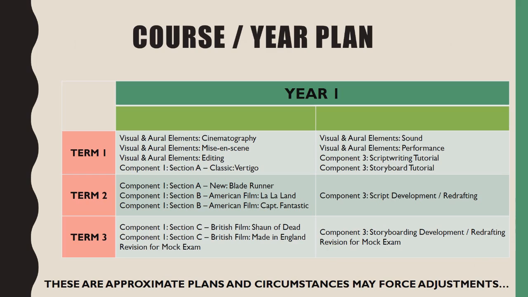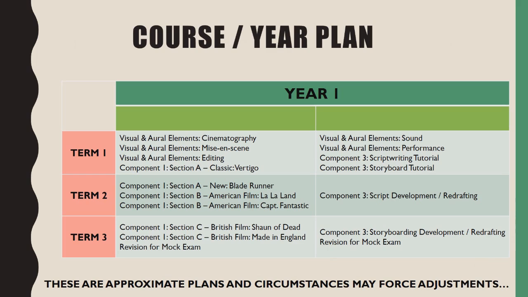Then we move into term 2, and in term 2 we look at Blade Runner, we look at the film La La Land for section B, and we look at Captain Fantastic for section B. And now we start the coursework element, so we're starting to think about script development, we're starting to think about how to create a storyboard.